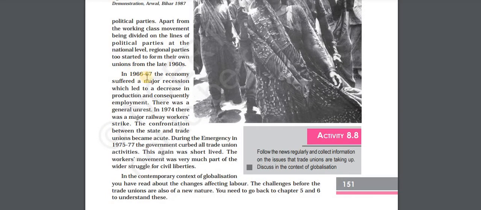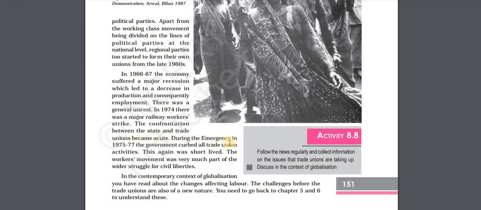In 1966 to 67, the economy suffered a large recession, which led to a decrease in production and consequently employment. There was general unrest. In 1974, there was a major railway workers' strike. The confrontation between the state and the trade unions became acute.